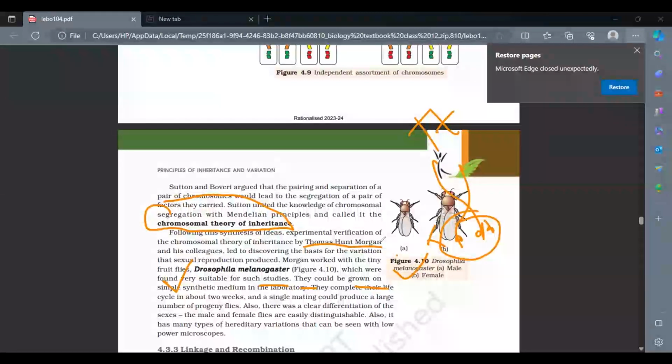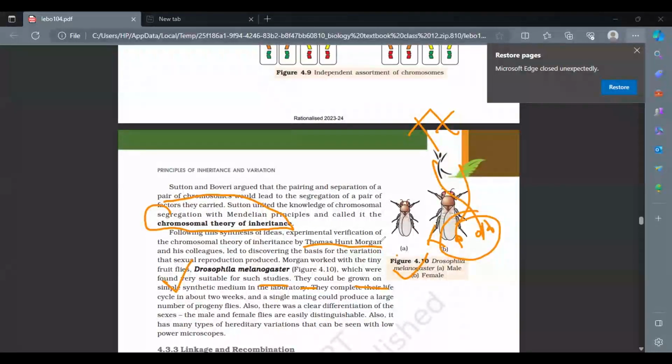That is why Morgan was able to use Drosophila melanogaster to understand the behavior of genes, especially in the case of insects or animals. Mendel's work was particularly on plants, but Morgan, for the first time, worked on Drosophila melanogaster, that's a fruit fly. And that is how he was able to show results in quick succession, because the lifespan of such insects is just 1 to 2 weeks.